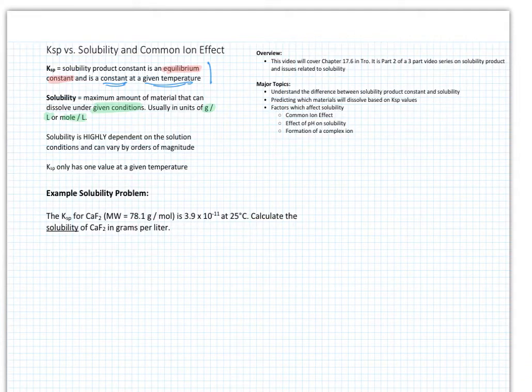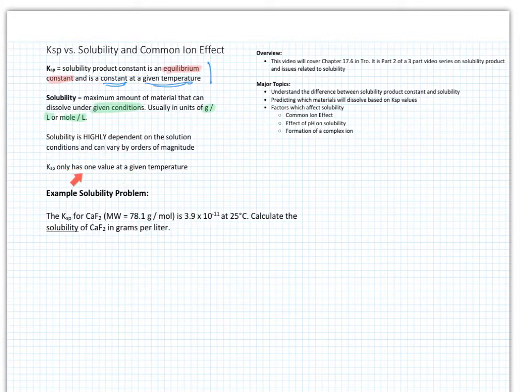And we're actually going to spend the end of this video and the beginning of the next video to tell you the conditions under which the solubility can change dramatically. All right, so here's the key idea then. Solubility is highly dependent on the solution conditions, and it can actually vary by orders of magnitude. Factors of 10, 100, 1,000 is not uncommon for solubility under different solution conditions.